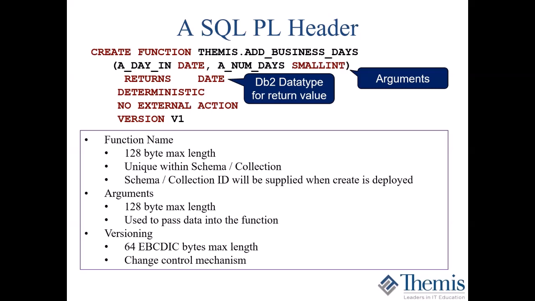Right. Deterministic is fancy words for this function returns the same thing given the same conditions. In other words, if I say take today and add 5 business days, right, September 27th plus 5 business days, it'll give you an answer. If I send you in the same arguments 5 minutes from now, it'll give you the same answer. So the input determines the output.